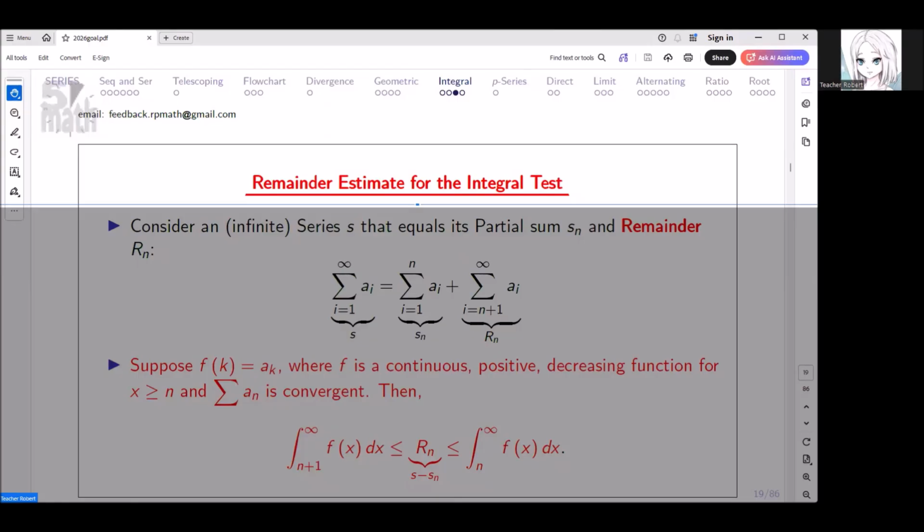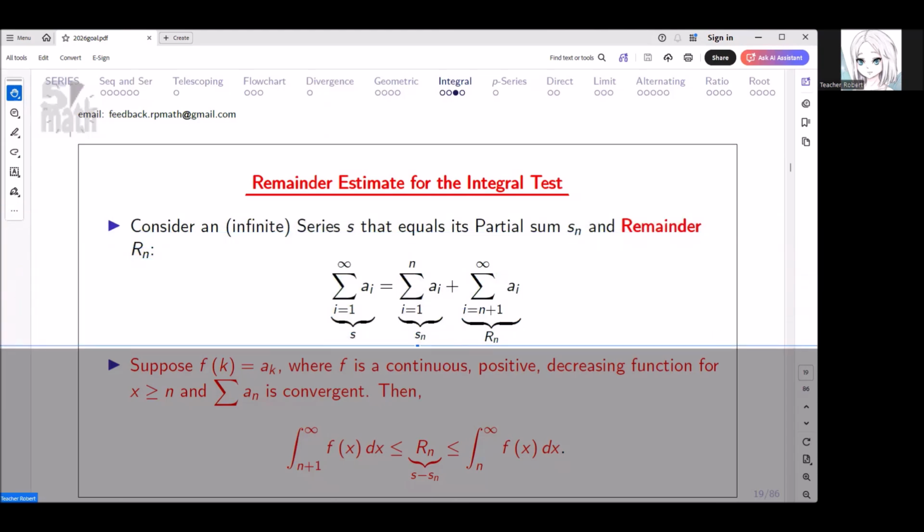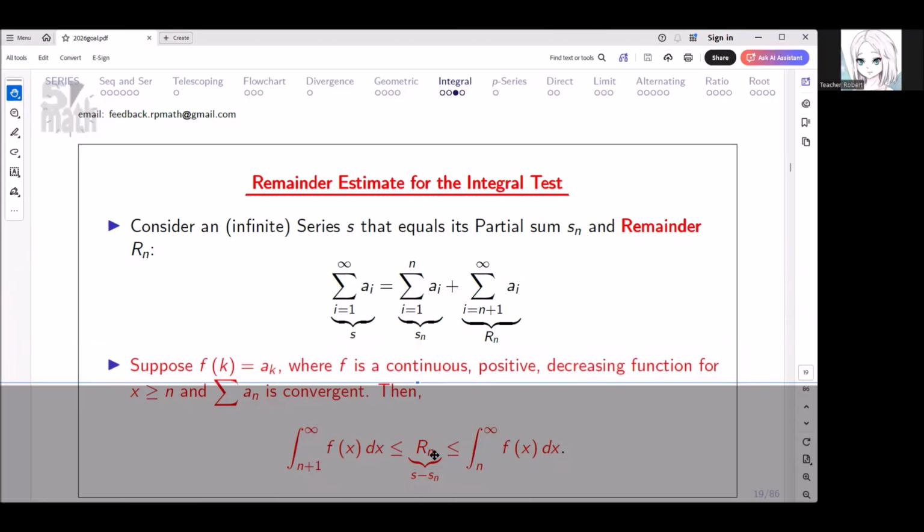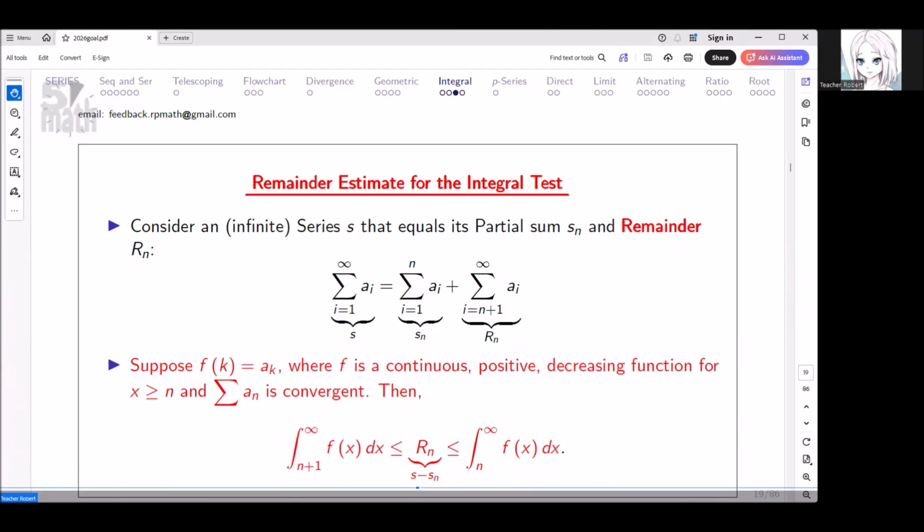Remainder estimate for the integral test. Consider an infinite series S that equals its partial sum, Sn, and remainder, Rn. We have the following. Suppose f of k equals ak, where f is a continuous positive decreasing function for x greater than or equal to n, and series an is convergent. Then we have the following.